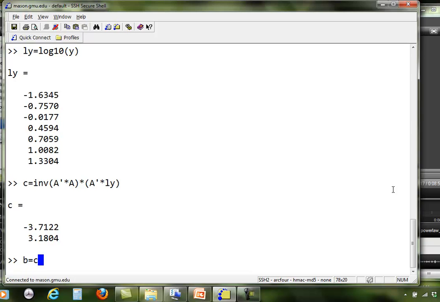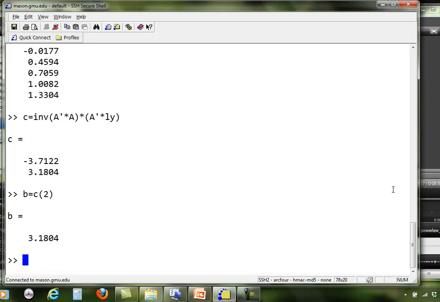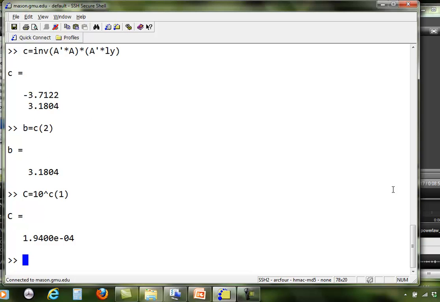Little b is the second one without any modification. And capital C, the other parameter, is going to be 10 raised to c of 1. That first number is the log base 10 of C, and so I can find it by putting that exponent on 10 and getting my value. So now I have my model. Capital C is very small, and let me type the model in here. It's going to be 0.0000194 times x to the 3.1804.